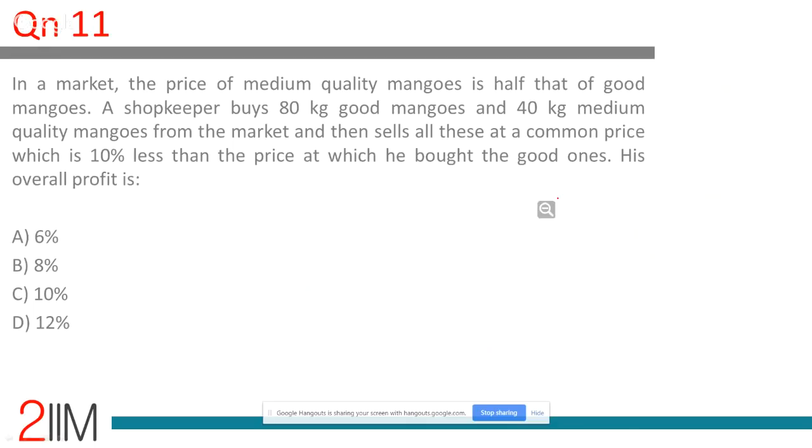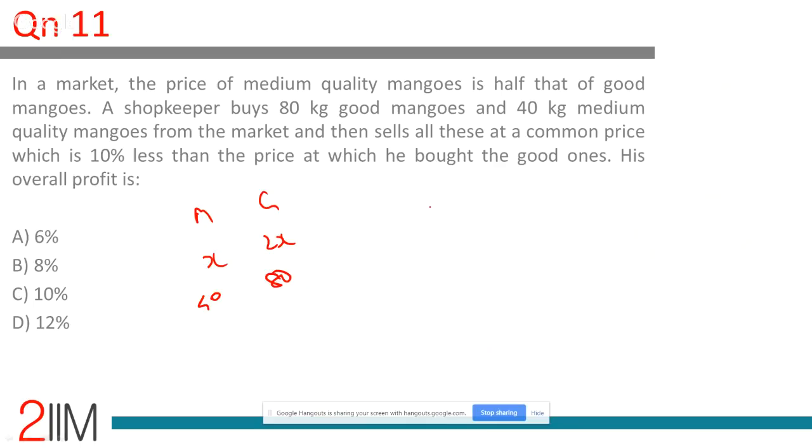So far, so good. Let's keep going. In the market, the price of medium quality mangoes is half that of good mangoes. Medium, good. X, 2X. Shopkeeper buys 80 kilograms good mangoes and 40 kilograms medium quality mangoes, and then sells these at a common price, which is 10% less than the price at which he bought the good ones.